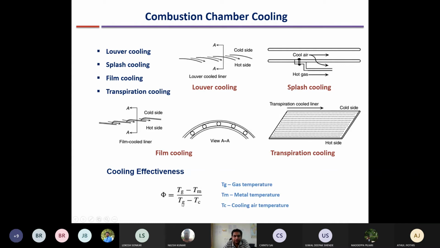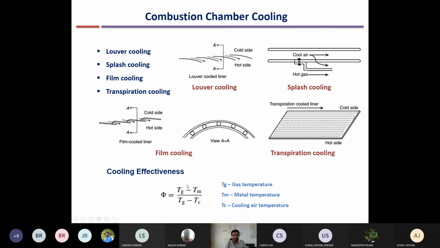This is divided by the gas temperature minus the cooling air temperature, the air which is coming from outside. If the cooling air comes at, say, 800 Kelvin, you have (2000 minus 1400) by (2000 minus 800), so 600 by 1200, so 0.5. The ideal case, which is obviously not possible, is that you bring the temperature of the casing to the cooling air temperature. This is the lowest temperature possible theoretically. When that happens, the cooling effectiveness will become 1.